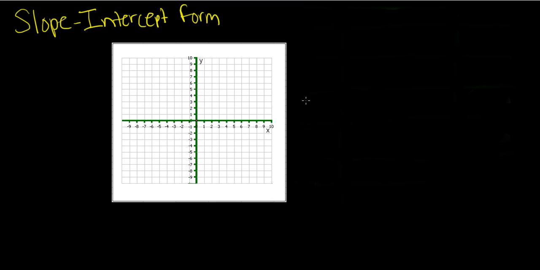In this section, we're going to be looking at slope-intercept form. So let's start with an example of graphing by using slope and y-intercept. Graph the line with the slope -2 and y-intercept 4.